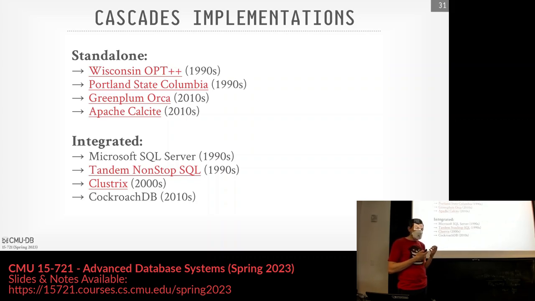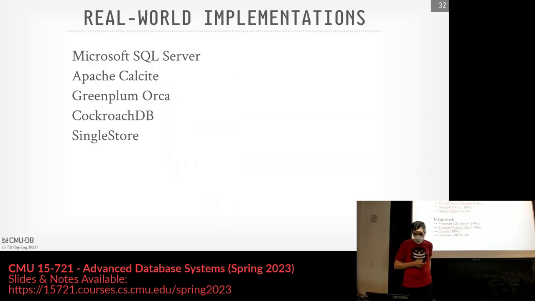For Clustrix, there isn't much documentation that says what it actually does. I actually don't know that their documentation is still around. It might have been taken offline when they got sold. But they had this optimizer called Sierra or something, and they have one line that mentions Cascades. I thought we're doing Cascades, but there's no details of how they actually do it.